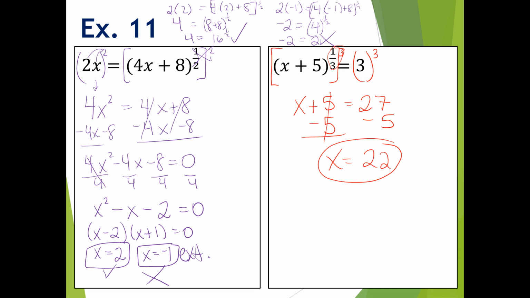Everything was good. You don't have to worry as much, but I did check it. It does work. If you want to check it for your own peace of mind, you may. But when it's an odd power, you don't have to worry as much. Okay? Oh no, we did have another annoying one.